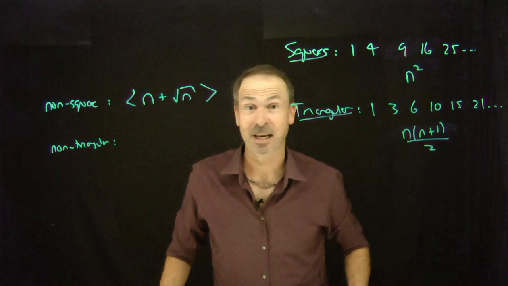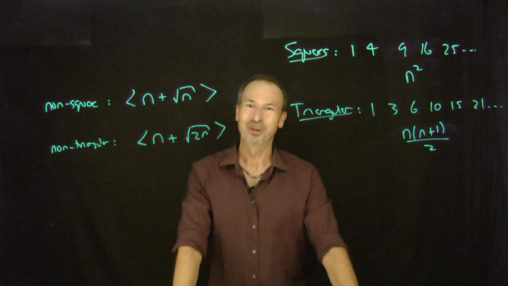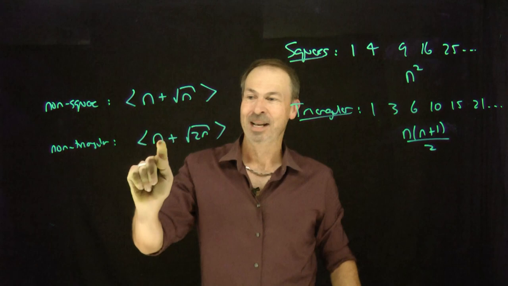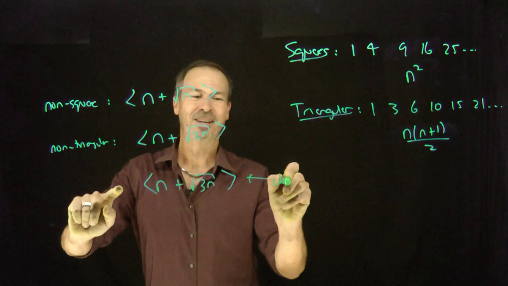Practice it, try it out, to show that the nth non-triangular number is given by n plus the square root of 2n, rounded up or down. Okay, that's kind of cool. Do try it. But then I'm going to have fun, because I'm noticing here n plus the square root of 1n, n plus the square root of 2n, so what about n plus the square root of 3n, rounded? These are the non-square numbers. These are the non-triangular numbers. What numbers are these?